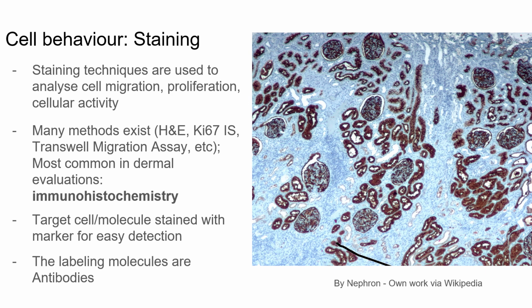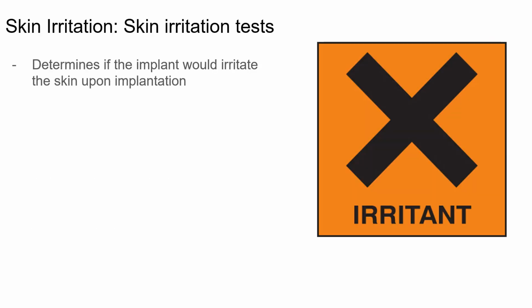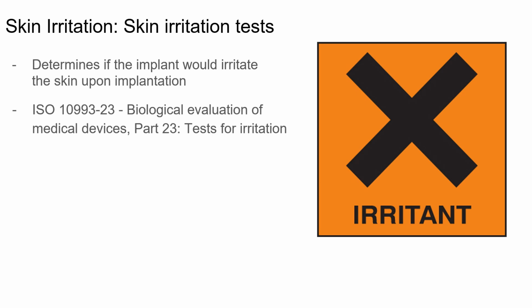Antibodies are used to detect proteins which can be related to specific examples of cellular activity. These proteins are direct selective markers showing different cellular behaviors. Irritation tests review how the bioprinted skin would interact with natural skin. There are several protocols that describe different testing techniques.